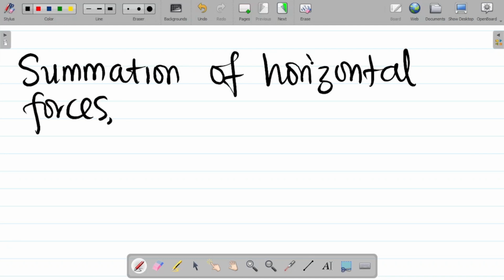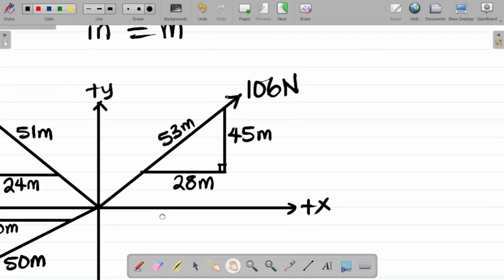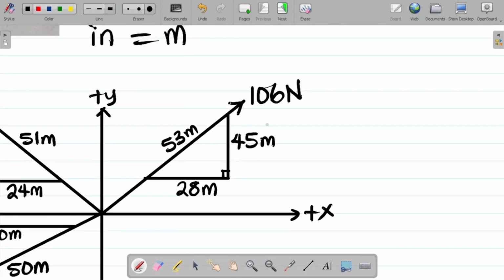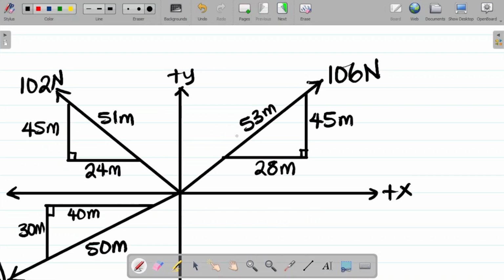And we said that's simply sigma F force X for horizontal should be equal to 0. Let's start with the first one there. For the first one, the 106 Newton, if you look at this, we'll be taking the angle between this one here, which is between the force and the horizontal line. All right, so you can see this is the force, this one here. This is the horizontal line, this one here.